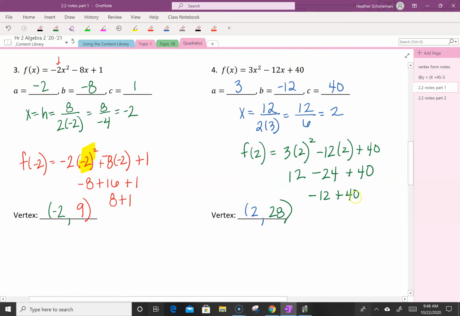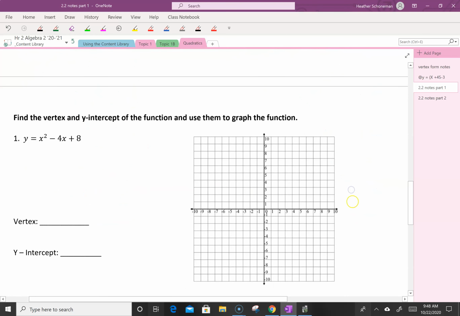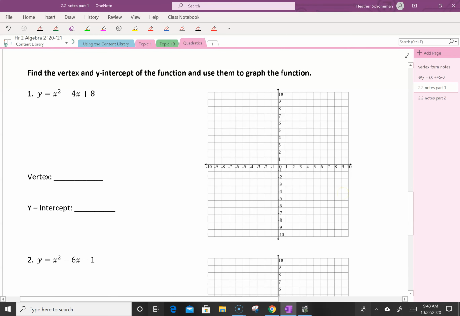You don't have to graph them. When he goes to graph them, I'm only going to have numbers that fit reasonably on their graph. All right, let's try this again now. But now we're going to graph them.